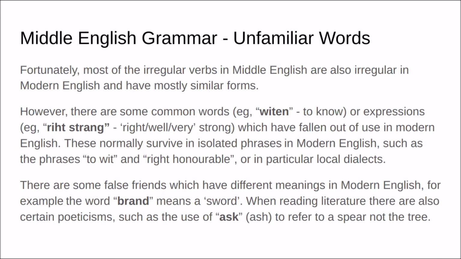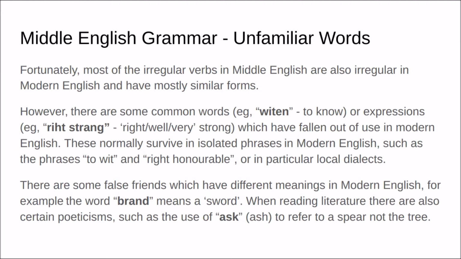Fortunately, most of the irregular verbs in Middle English are also irregular in modern English, and they have fairly similar forms. However, there are some common words such as weten, which is "to know", or expressions such as richtstrang, which is sort of "right" or "very strong", which have fallen out of use in modern English, but they normally survive in a few isolated common phrases, such as "to wit", which sort of means "to be aware of" or "therefore", and "right honourable", which we say about parliamentarians.